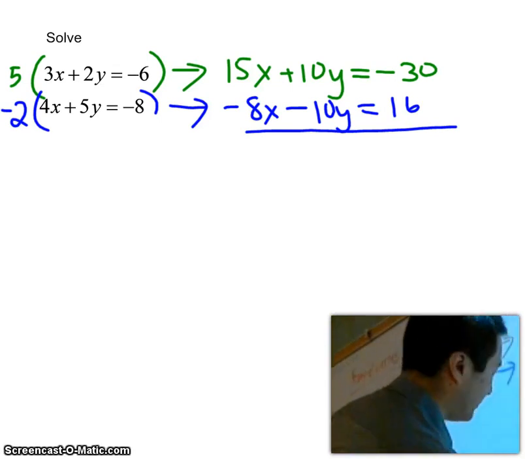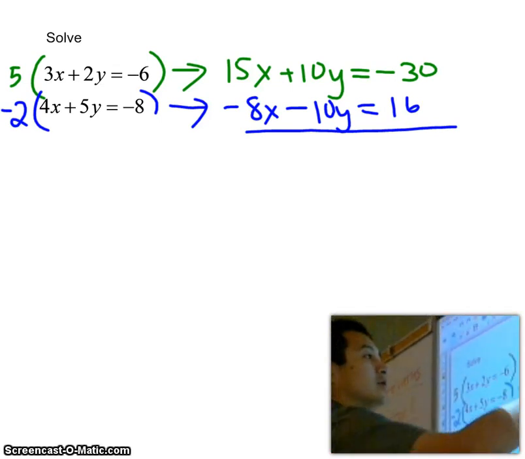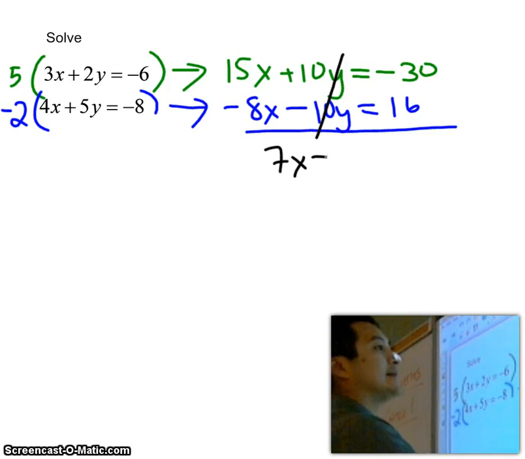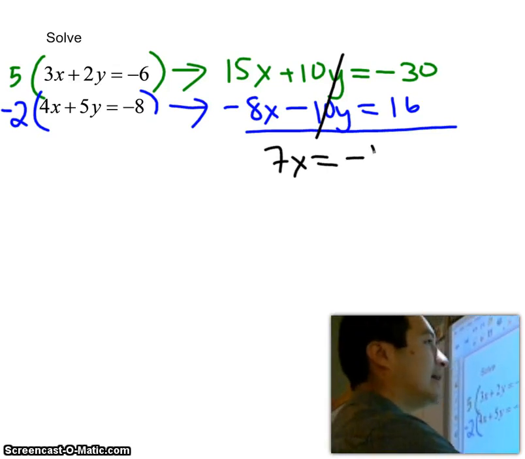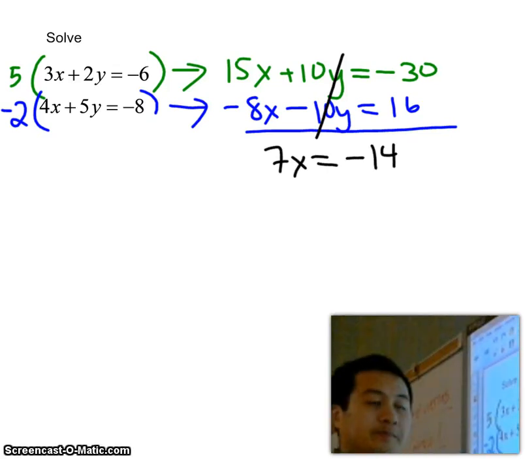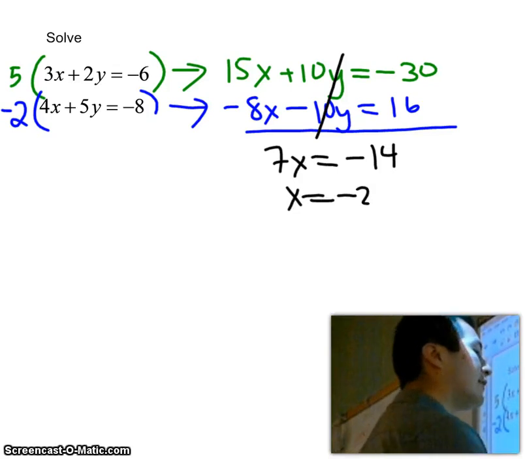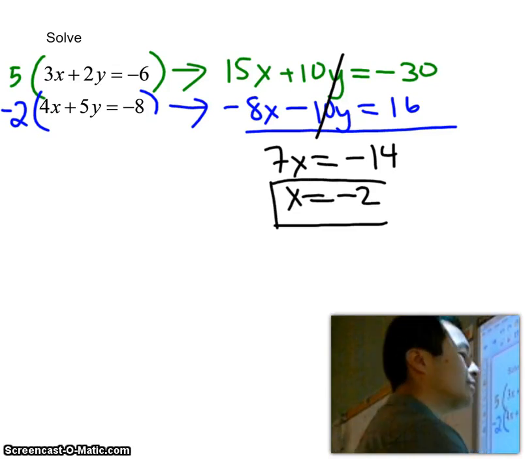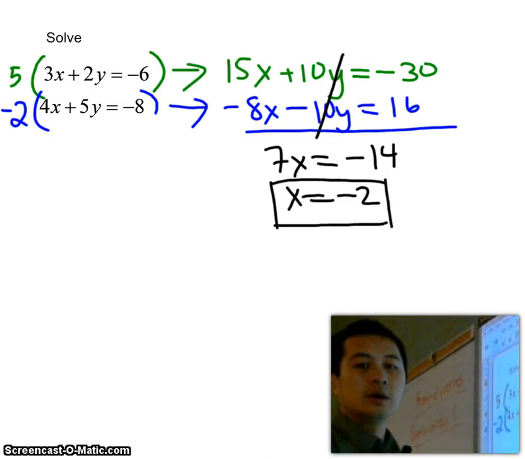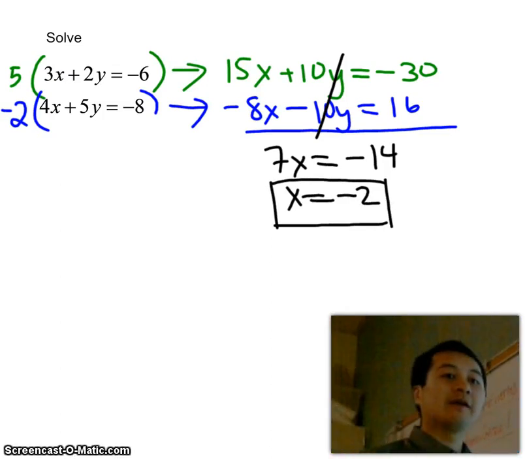Add them straight down. This goes away. This becomes 15 and 8 makes 7. X equals negative 14. Solve for this. Divide by 7. X equals negative 2. There's your first answer. How do I find that second answer?